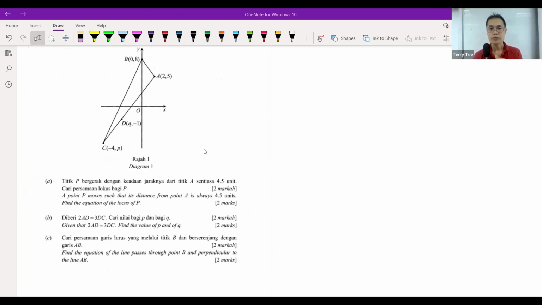So I think we can just write A to P is constantly 4.5. Use the formula for distance, square root of (x minus 2) squared plus (y minus 5) squared. The result is 4.5. So I'm going to square both sides. When I square the left-hand side, I got x squared minus 4x plus 4. This will be y squared minus 10y plus 25. 4.5 squared is 20.25. It's actually 9 over 2.